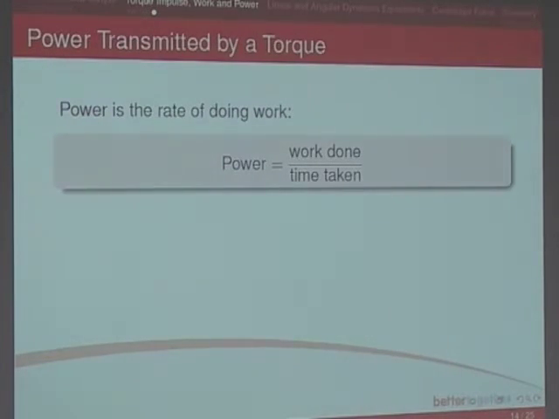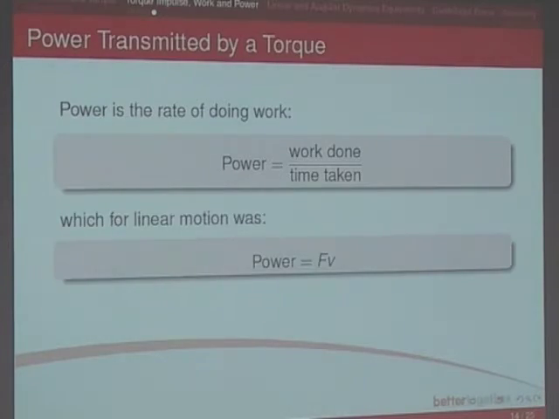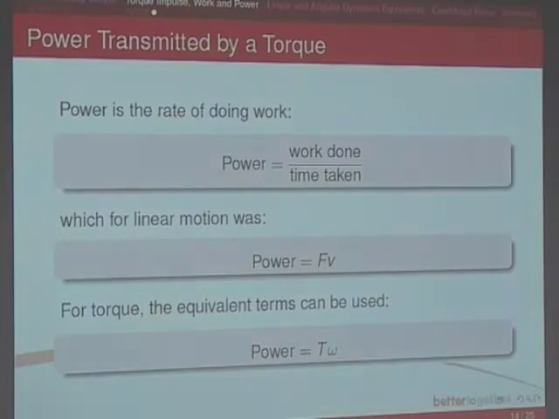Now, power, you'll remember, is work done over the time taken. And for linear motion, we said the power is force times velocity. Well, for torque, the equivalent can be used. Instead of force, we use torque. Instead of velocity, we use omega. So power is torque times omega, which is where the power from an internal combustion engine comes from. You take the torque value at a certain speed, you multiply by the speed, and you get the power.